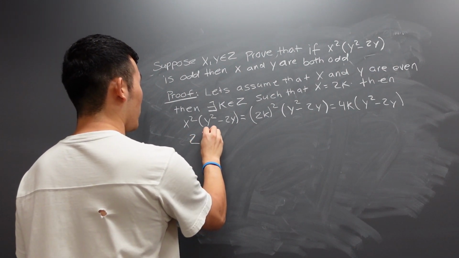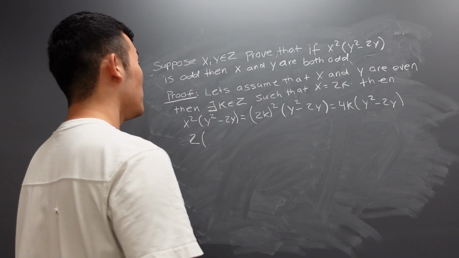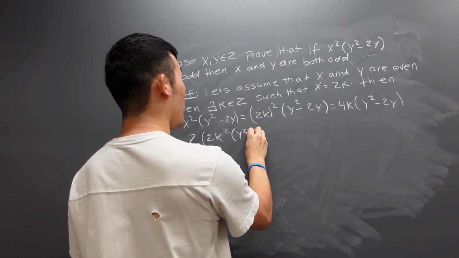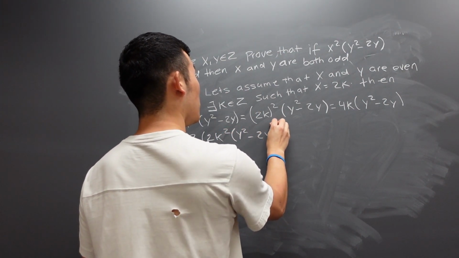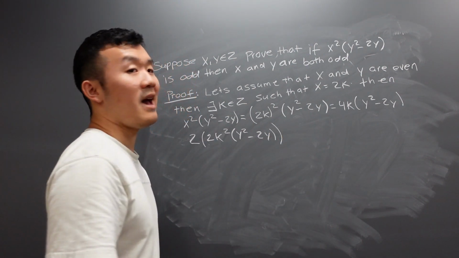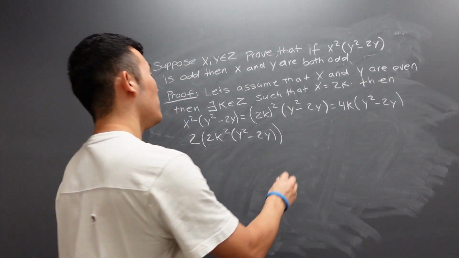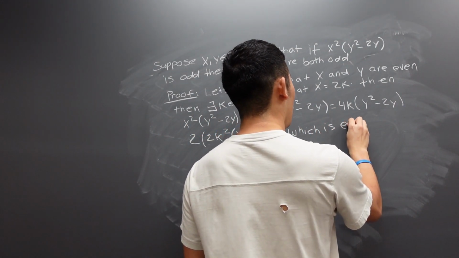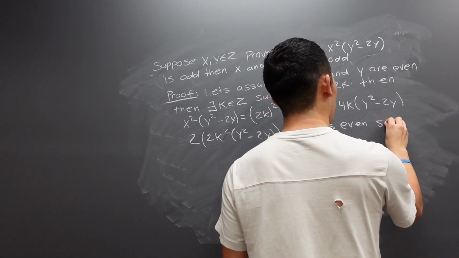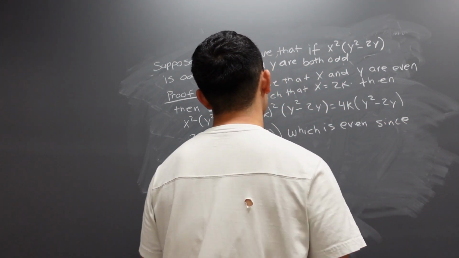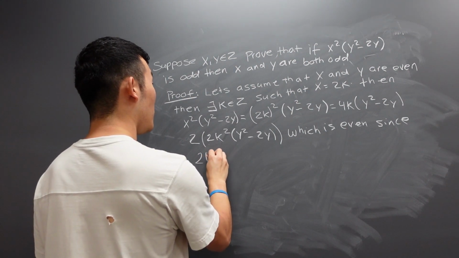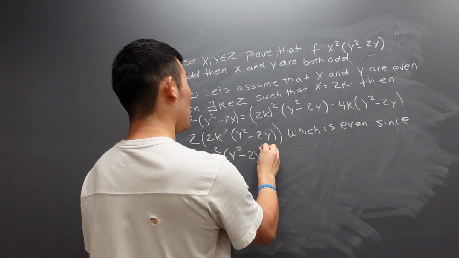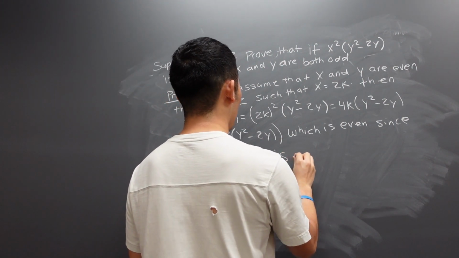Then let me back up. Let me take out a 2 here. So 2 times 2k squared times y squared minus 2y. And we can see that it is even, since 2k squared times y squared minus 2y is an integer.